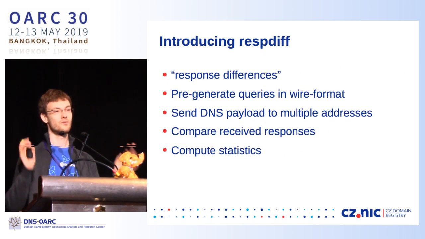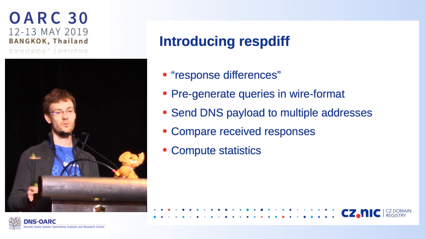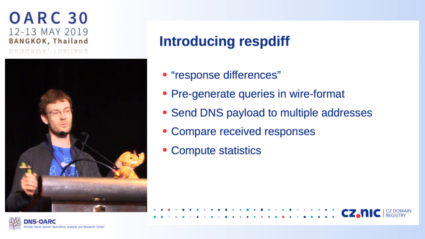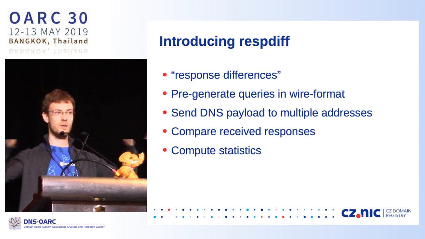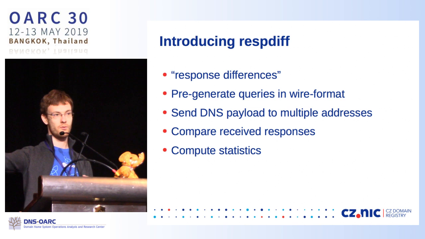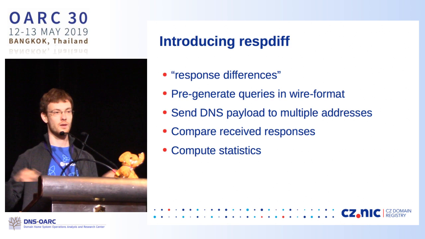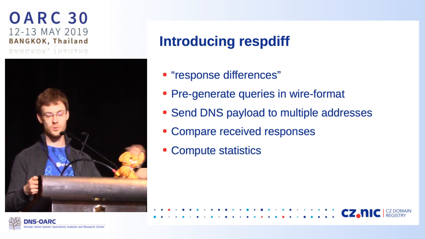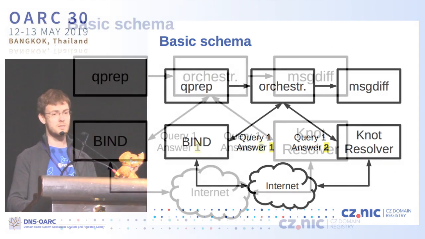So finally, we are getting to the meat of the talk. We have a testing tool chain, which is like 10 or 15 different tools, which are very small, doing one very specific task, and we then chain them together to do interoperability testing. So we generate queries in wire format, then shoot the wire format on different implementations, gather responses, compare them, and then do some statistics on the resulting answers. So this is the basic schema.